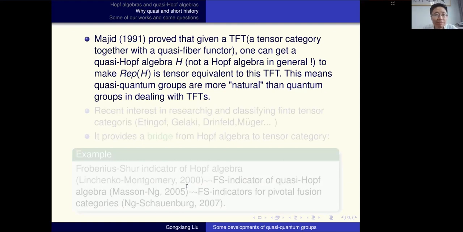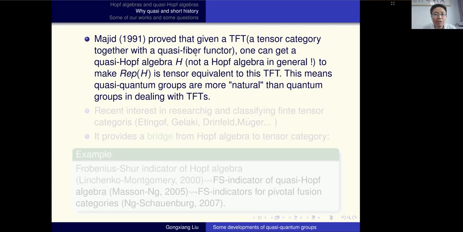For example, Majid proves that given a TFT, maybe the TFT is not a standard concept to you. For my talk, TFT just means a tensor category together with a quasi-fiber functor. That's just the definition. It's not a standard definition. Majid proves that if you give a tensor category together with a quasi-fiber functor, we can get a quasi-Hopf algebra. Please remember, not a Hopf algebra in general. So we get a quasi-Hopf algebra in general, such that the representation category of H is tensor equivalent to this TFT, to this tensor category. So this means quasi-quantum groups sometimes are more natural than quantum groups or Hopf algebras in dealing with TFTs. That's the reason.